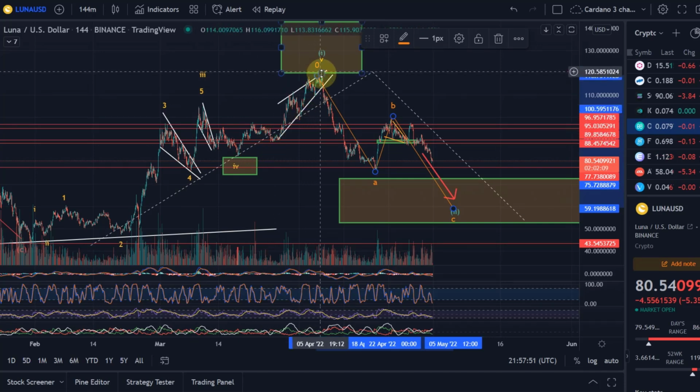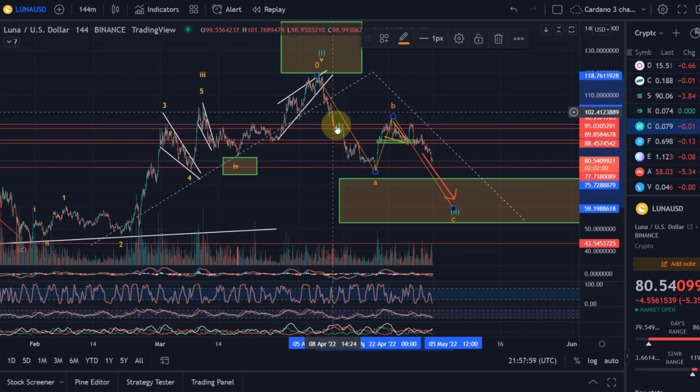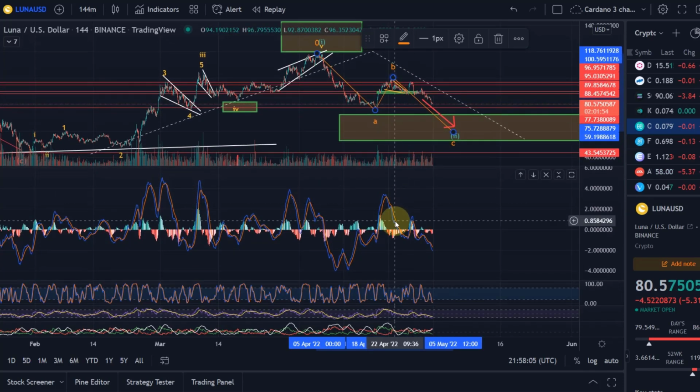We reached that top area, even though we only briefly got into it, or just, I think, missed it for a few cents or maybe $1. Then we came down here in this A, moved up in a wave B, and I think the wave C is now coming. All going according to plan at the moment.